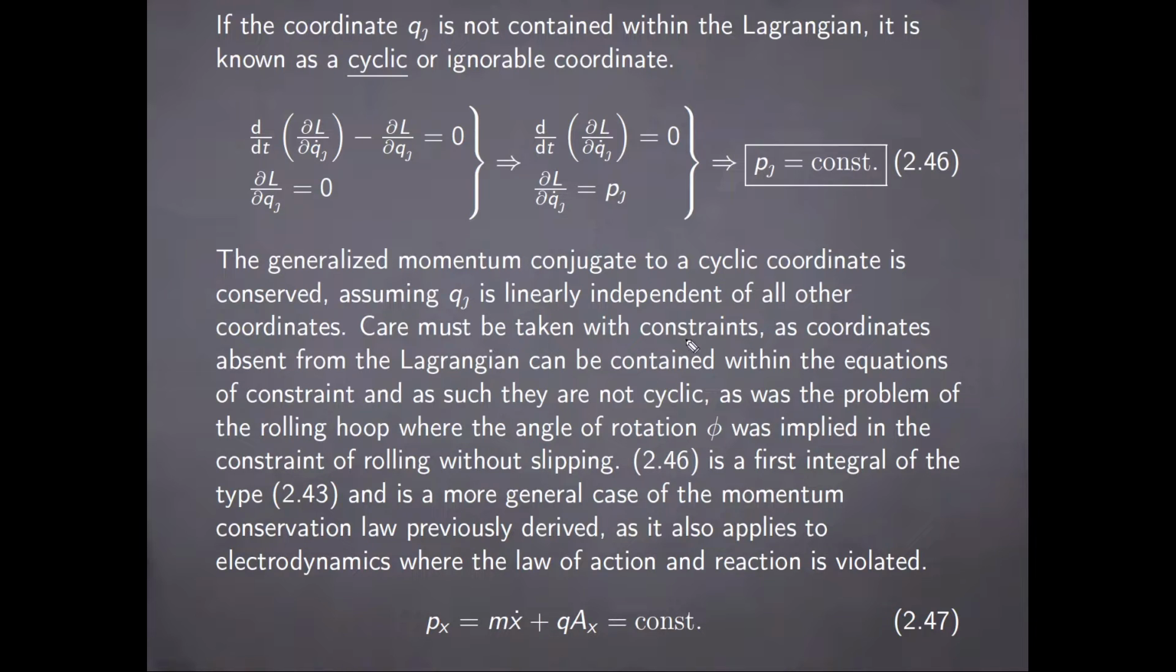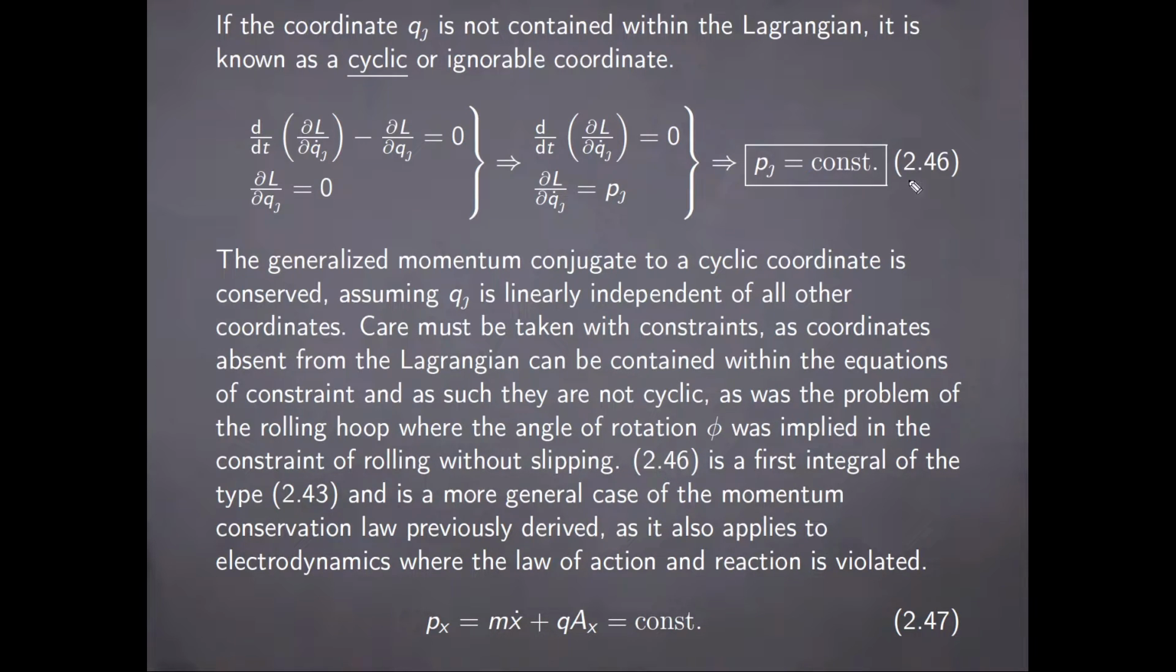Care must be taken with constraints, as coordinates absent from the Lagrangian can be contained within the equations of constraint, and as such they are not cyclic, as was the case of the problem of the rolling hoop, where the angle of rotation phi was implied in the constraint of rolling without slipping.